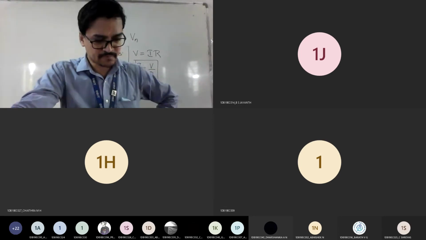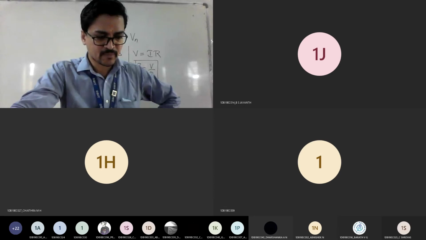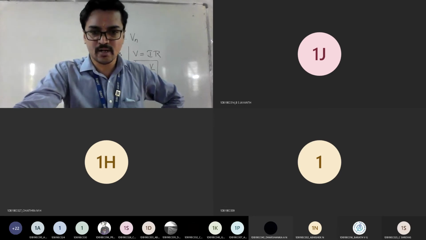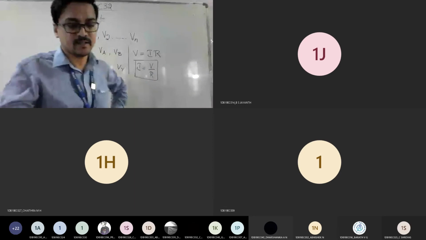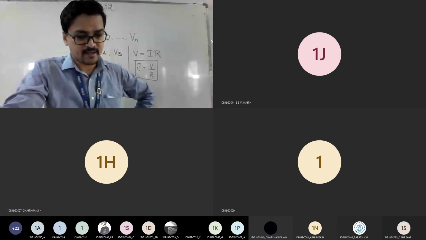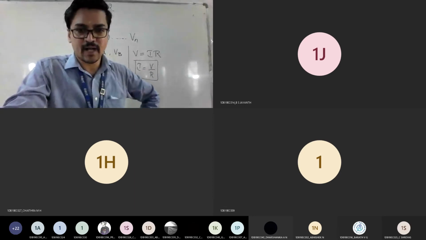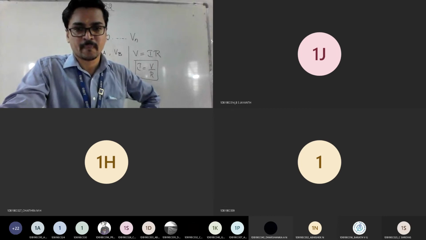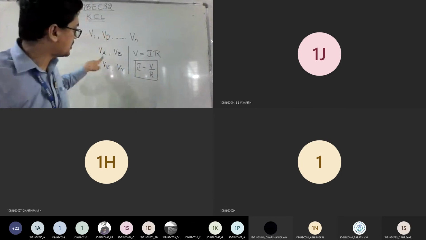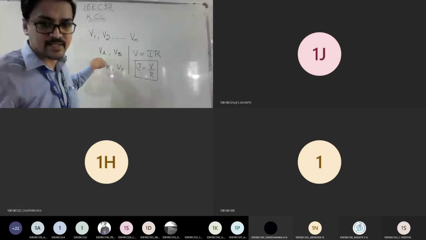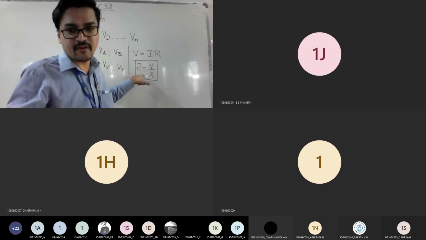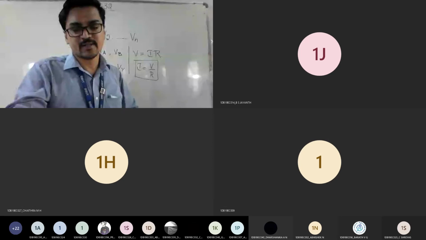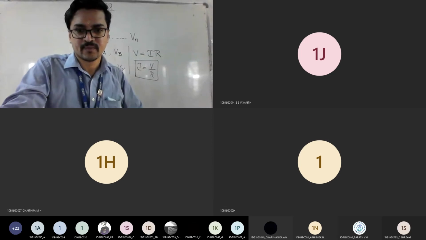So point number 7. Once the node voltages are known, once you are able to find V1, V2, V3, then current in all the branches can be solved. See, once you are able to find your node voltages, the current flowing across each branch you can find using your I equals V by R logic.